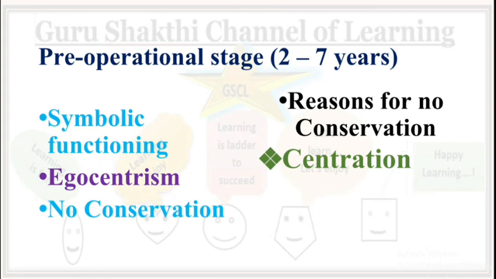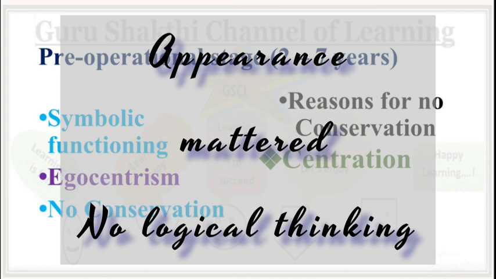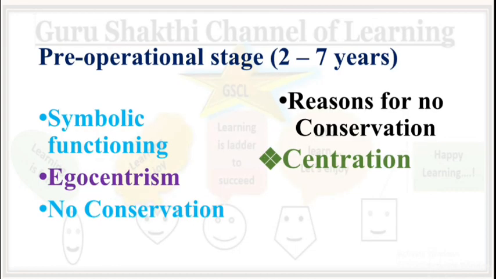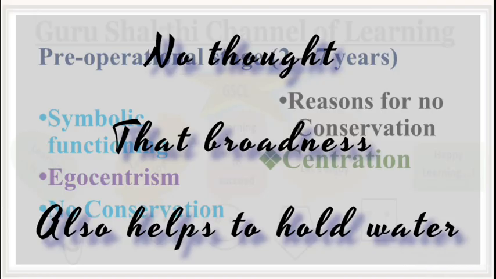What is centration? Centration is the inability to focus on all the aspects of the problem or object. Like in the example of the glass of water, the child only focused on the appearance of the glass, the second being taller, and concluded it has more water. But it could not focus on the aspect that glass 1 is broad and it can hold that much water too.